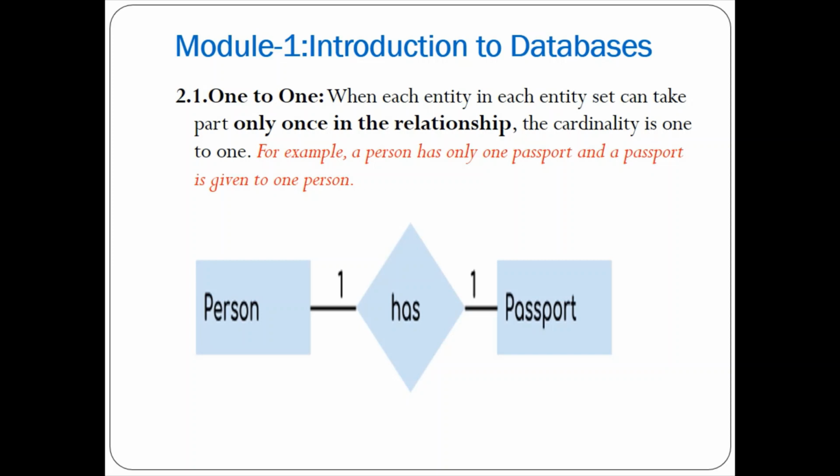Let us take an example. There are two entities, person and passport. In this, the person has only one passport and a passport is given to only one person. Similarly, we can take another example. Assume that only one male can be married to only one female and one female can be married to only one male. This can be viewed as a 1 to 1 cardinality ratio.